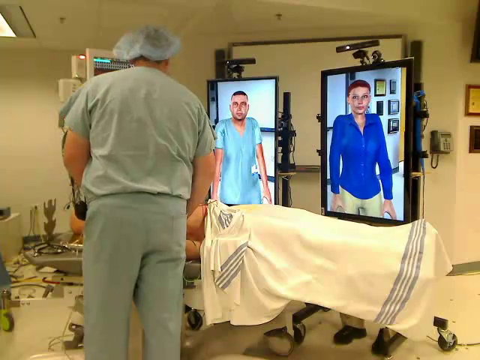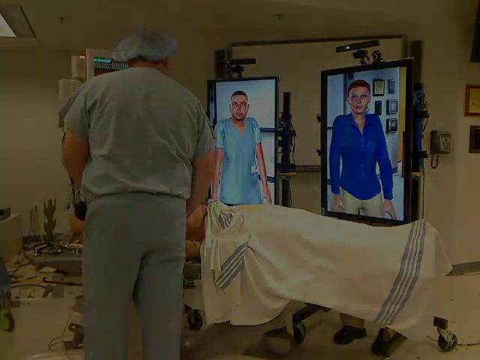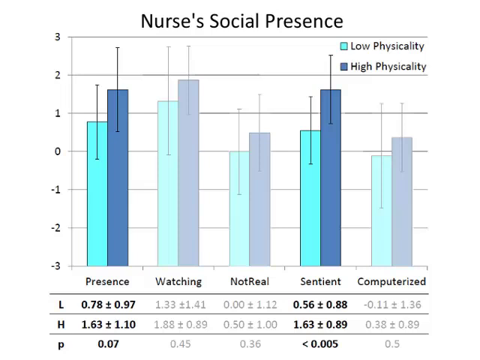Most interactions lasted between 6 and 8 minutes. Our results showed that high physicality improved participants' perception of the nurse's social presence. The high physicality condition had higher average social presence scores for all 5 social presence statements. Results show that participants perceived the nurse to be significantly more sentient, conscious, and alive. A marginally significant difference favoring the high physicality condition was also found for the presence question.